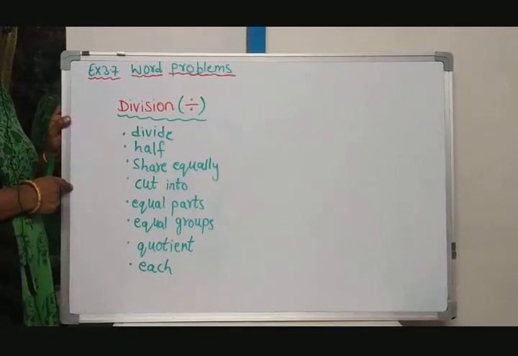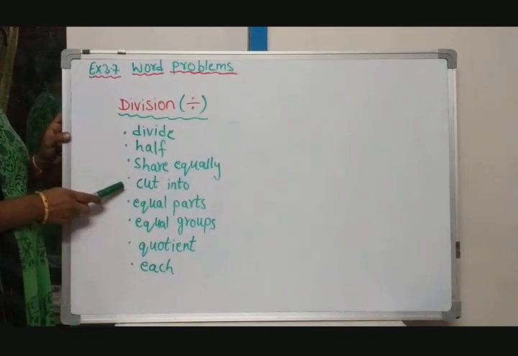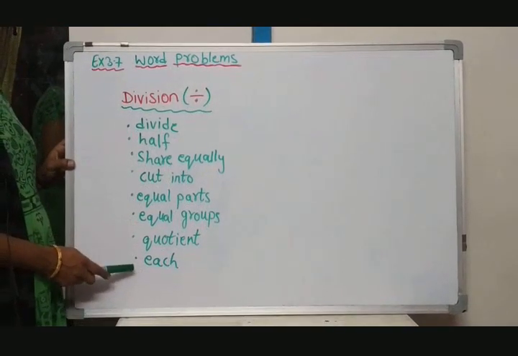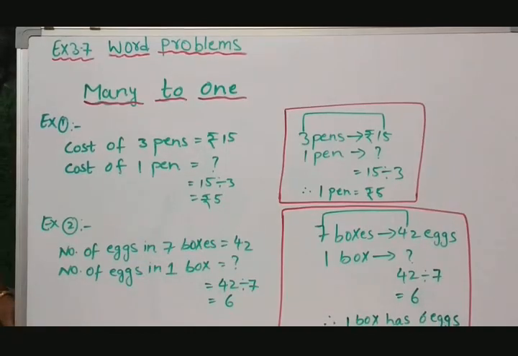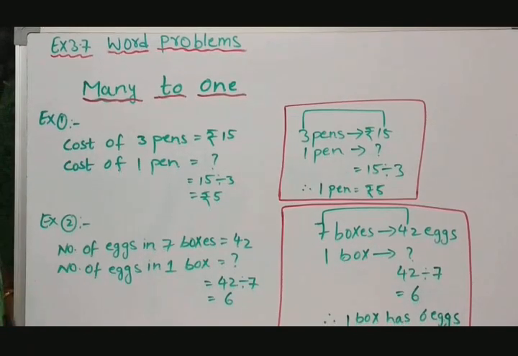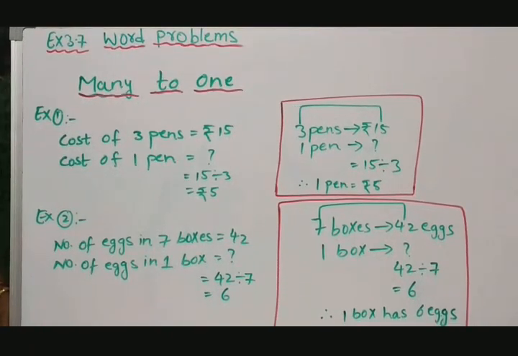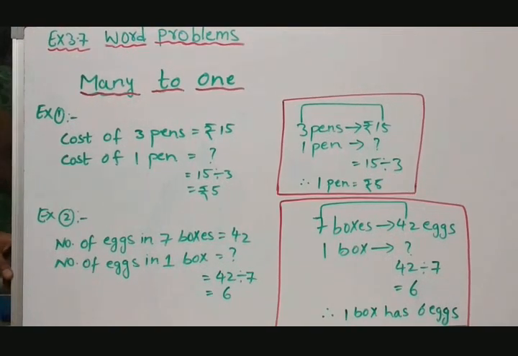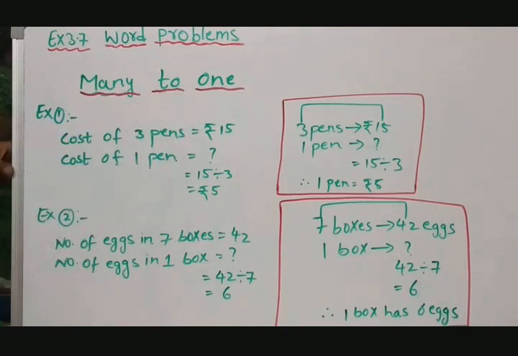Now let us recall the keywords used for division. Divide, half, share equally, cut into, equal parts, equal groups, quotient, each. These are a few keywords. Though we know the different keywords for division, sometimes we are unable to find those keywords in the word problem. So, I will teach you a technique or a logic to identify the division operation. It is many to 1.